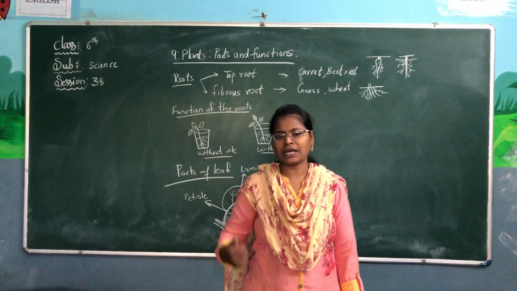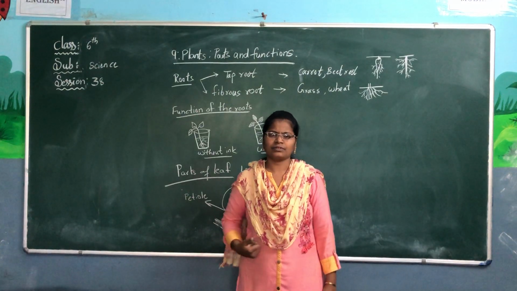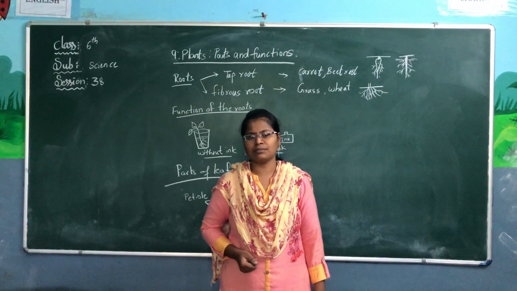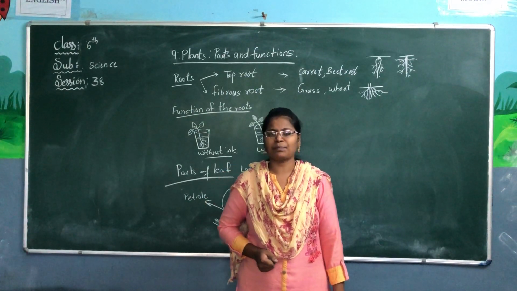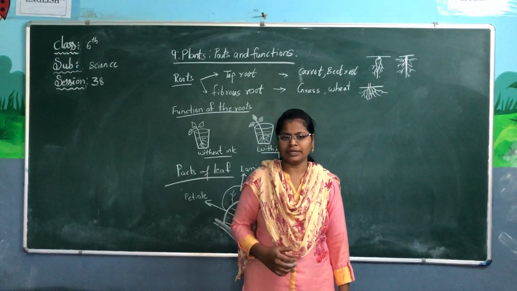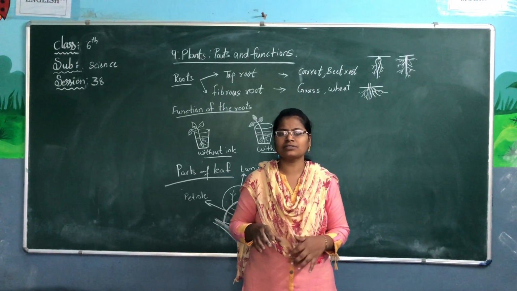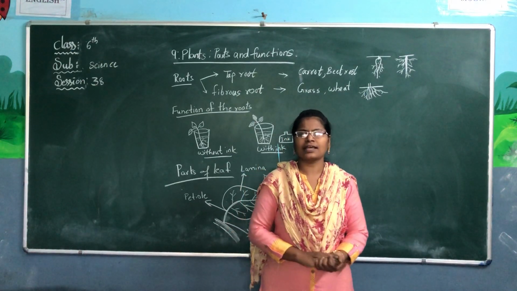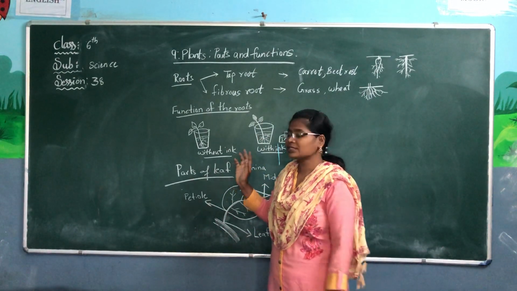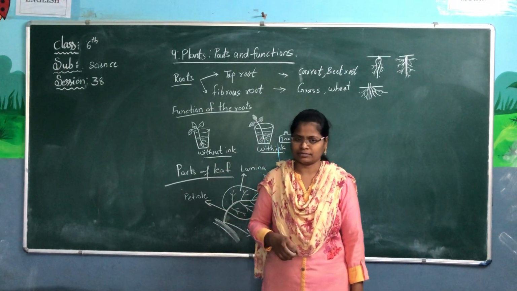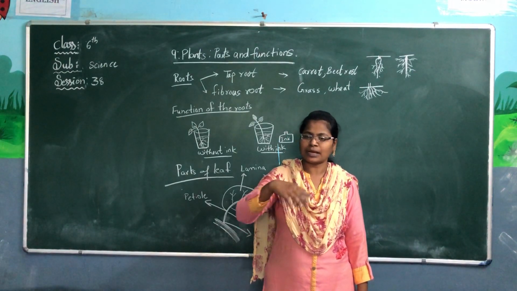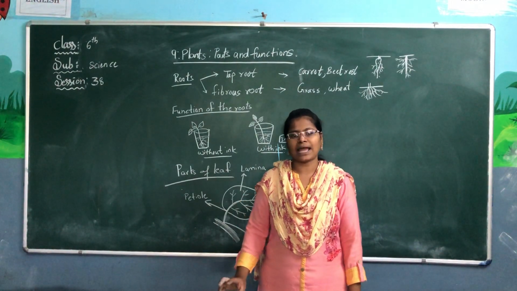First thing, when you pluck a plant, will it come easily? No. You need to use some energy. Why is that? Because the root helps the plant to fix firmly and to stand firmly. It gives support to the plant. And the second thing is when you are pouring water, yes, the roots help to absorb water. Roots help to absorb water and transport it to all the other parts of the plant.